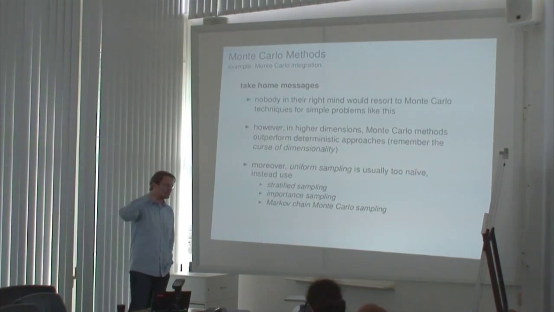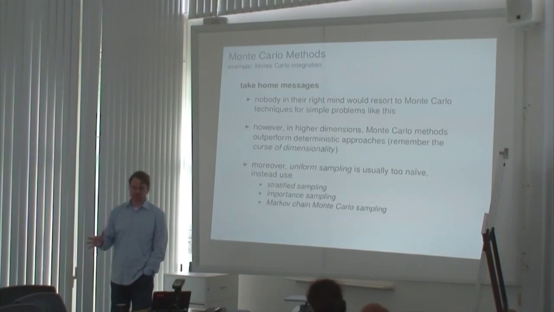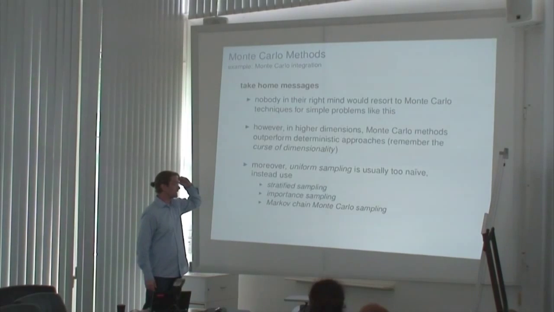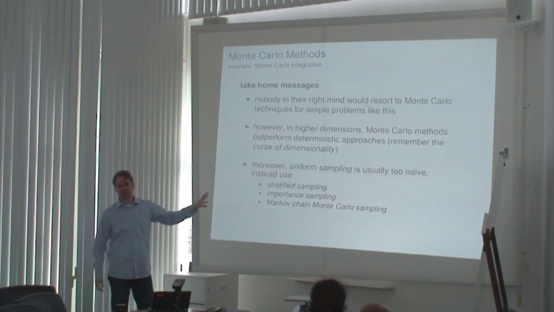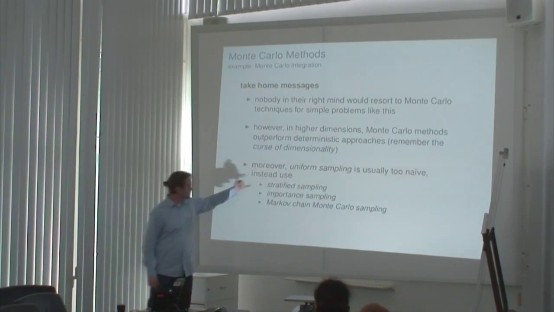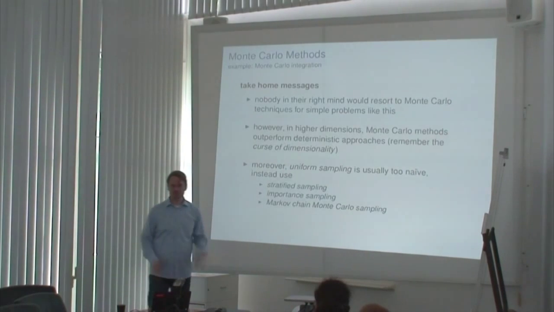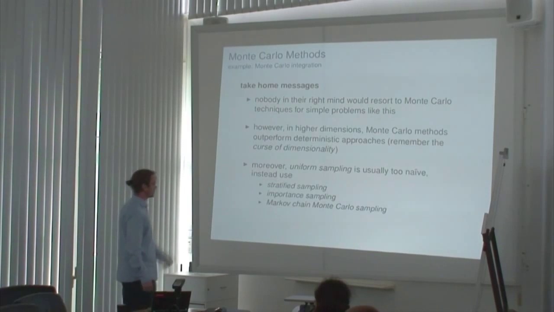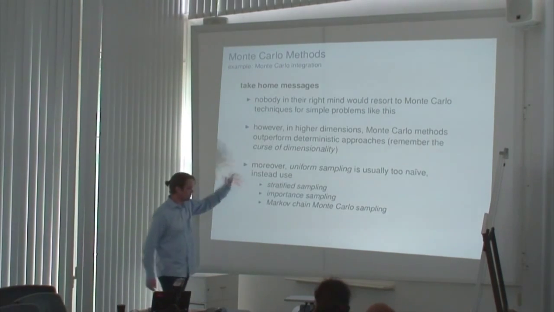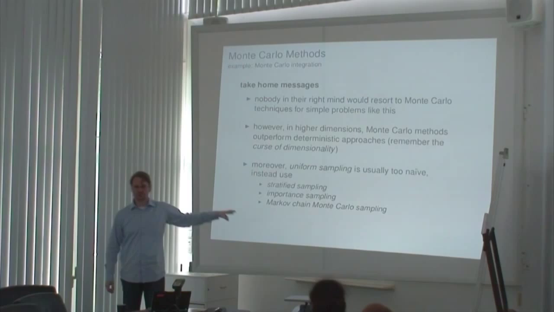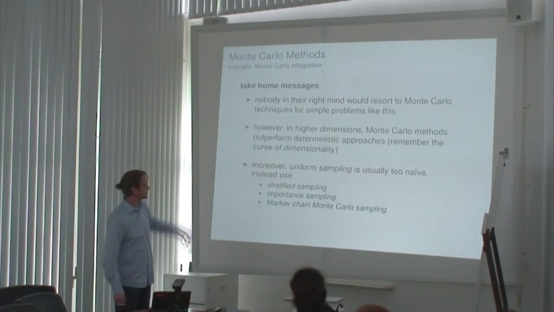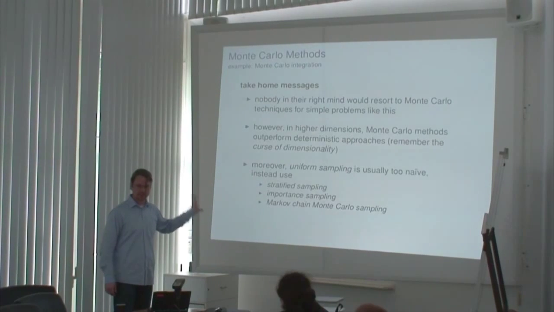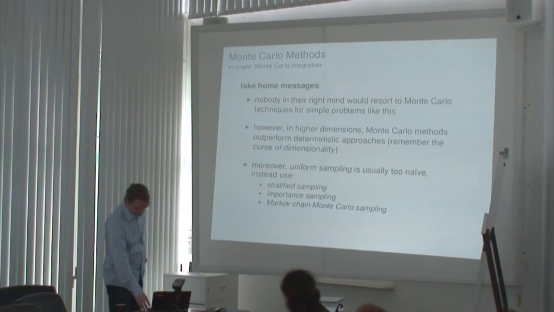in particular if you consider furthermore that the example we considered was stupid, right? We just used uniform sampling, which is typically too naive in practice. So there are other methods of how to generate these random points and for evaluation, right? Called, say, stratified sampling, importance sampling, or Markov chain Monte Carlo sampling. We may come back to the latter. So the example was just an example, right?